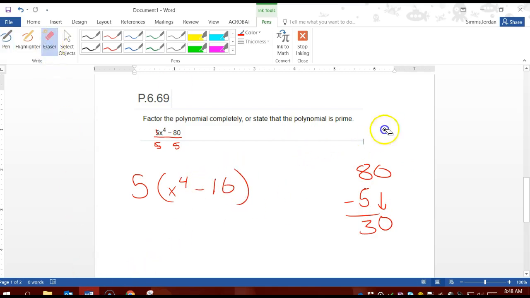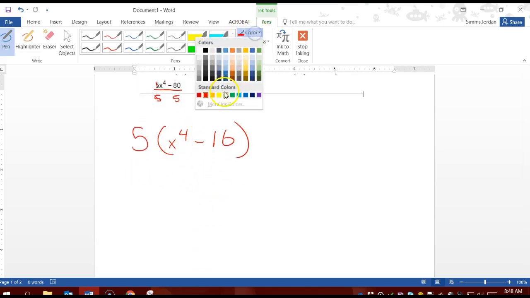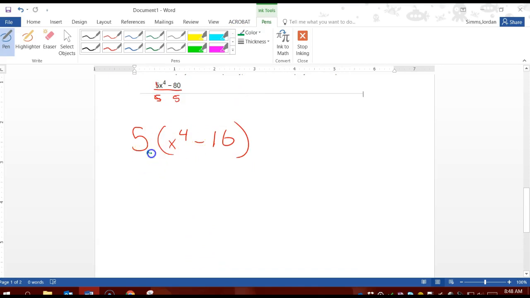I'll just erase all that. So at this point, we're almost done, but check this out. We have a difference of squares here because any even exponent, 2, 4, 6, 8, is a perfect square, and 16 is a perfect square. So we can think about applying our difference of squares. Basically, we take the square root of the first term and the second term. I'm going to copy my 5 down and make 2 sets of brackets. The square root of x to the 4th is x squared.